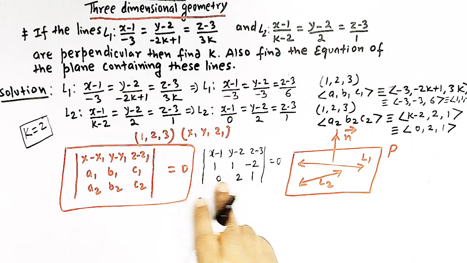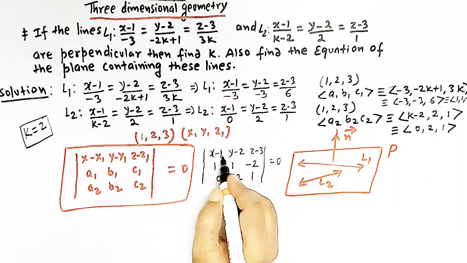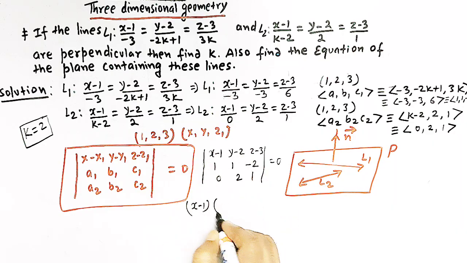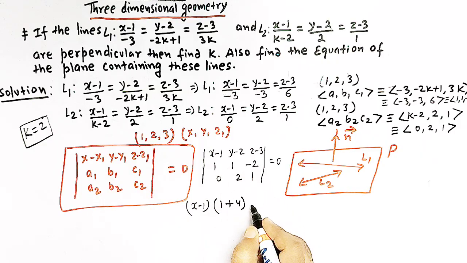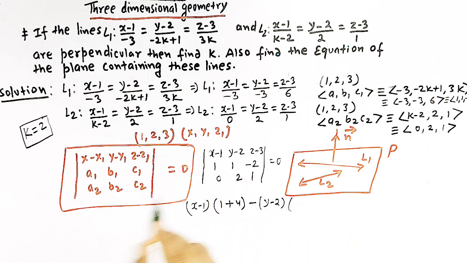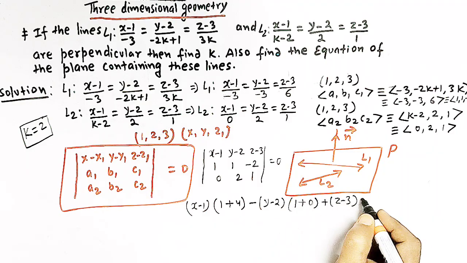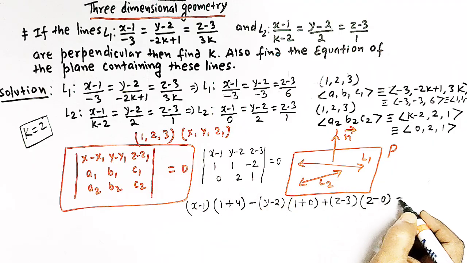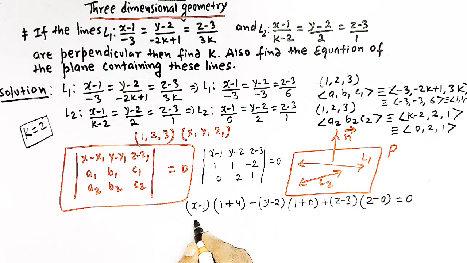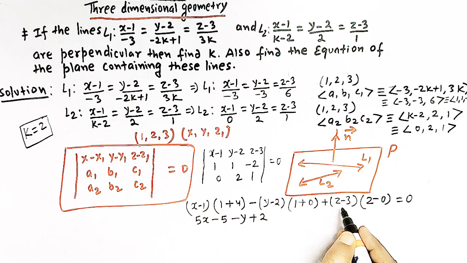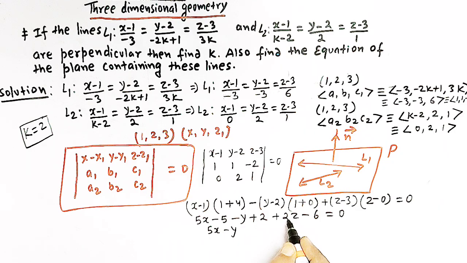So let us now expand this determinant of order 3 along the first row. So we have (x minus 1) times (1 times 1 is 1, plus 4), then we have (y minus 2) times (1 times 1 is 1, then here we have 0), and then we have (z minus 3) times (2 minus 0). So now we can simplify this expression. This is 5. 5 times x is 5x minus 5. Then we have simply minus y and plus 2. And here we have 2z and minus 6, and that is equal to 0. So we have 5x minus y plus 2z, and here we have minus 5 plus 2 is minus 3, minus 3 and minus 6 is minus 9, right?